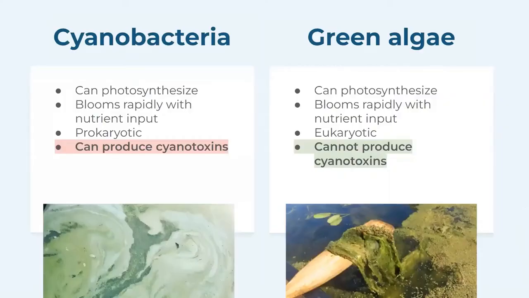As we've talked about, harmful algal blooms are not algae. While both do photosynthesize and both have the potential to bloom with nutrient input, cyanobacteria are prokaryotic, so much more ancient, and don't have a nucleus or organelles. Most important, they can produce cyanotoxins, while filamentous green algae in general cannot produce cyanotoxins. Consequently, cyanobacteria is the thing we really worry about.